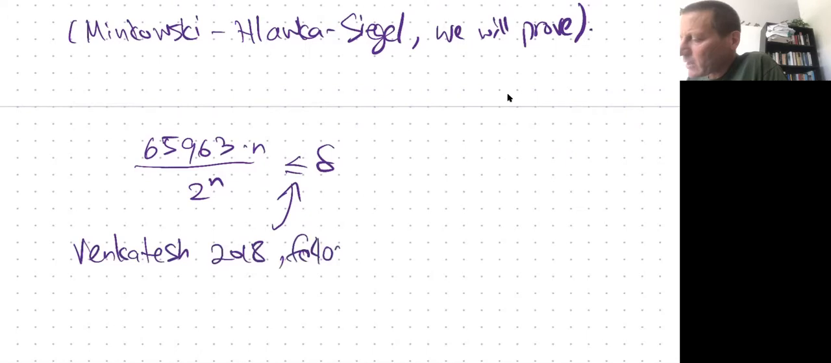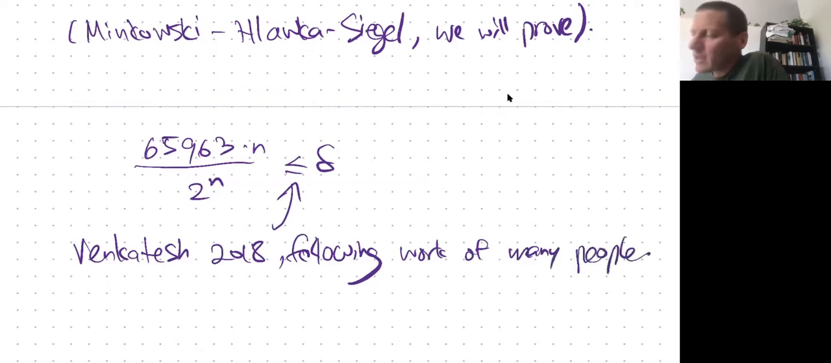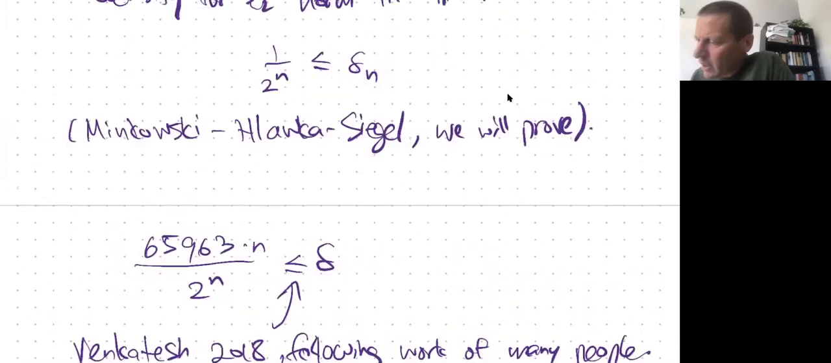Following work with many people. So if you compare what Venkatesh got, Venkatesh is a Fields medalist. He was one of the recipients in the previous round of Fields medalists. And this is not his most famous result, but this is a very nice result. What's the improvement here? It's very mild. Look at this thing that's known from about 1900 by Siegel, by Minkowski. And look at this term.